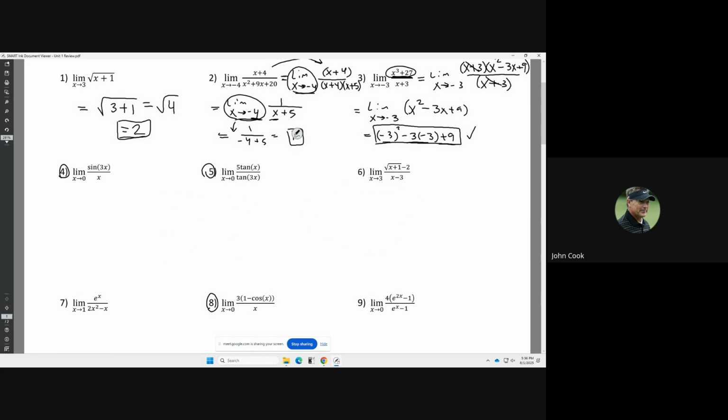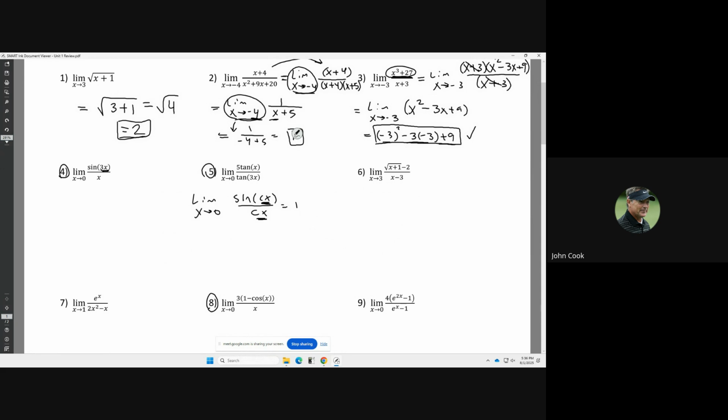So for number 4, if I use that rule, limit as x goes to 0 of the sine of cx over cx equals 1, then I'm pretty close to getting that here. What's the one thing that I'm missing? It looks like I got the sine, I got the x in the denominator, but it's got to be a 3x, right? Because this has to be the same as this part for this to be equal to 1. So I'm missing a 3.